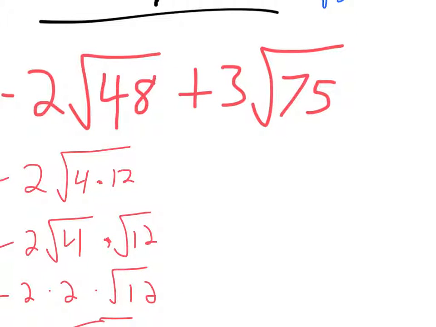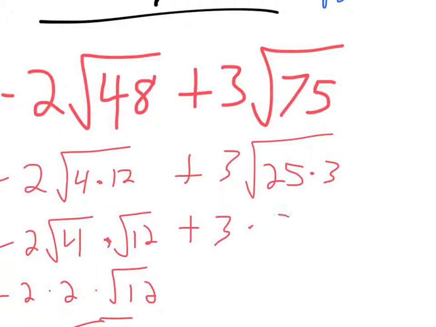So same thing with this guy. What I'm seeing is a 25, because 25 times 3 does make 75. I haven't actually changed what I started with. But we know the square root of 25, that's going to be a 5. And now we have 5 times 3 makes 15.